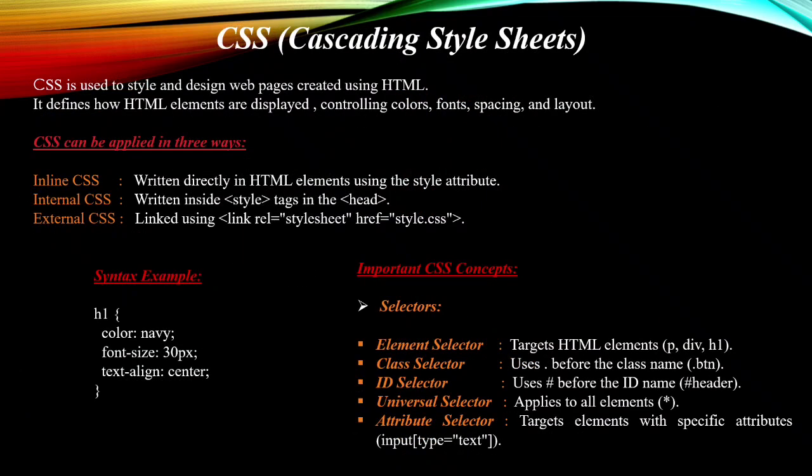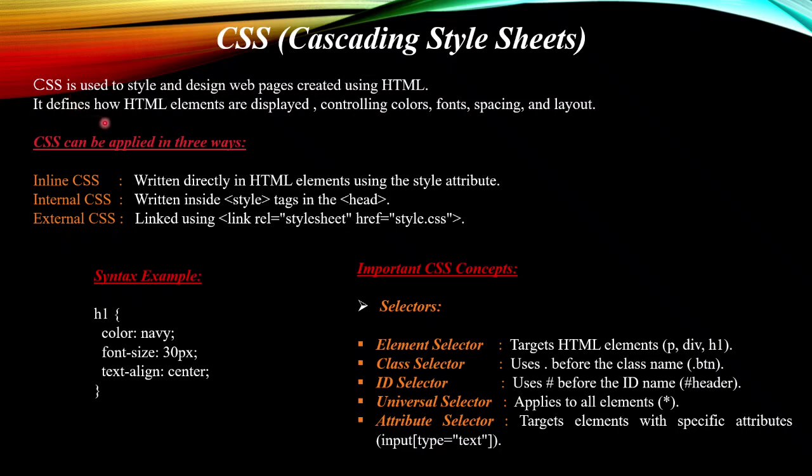Next is CSS, which is Cascading Style Sheets. Next concept is CSS. It is used to style and design web pages. It is used along with HTML. It defines how HTML elements are displayed, controlling colors, fonts, spacing, layouts, margins, and all. CSS is like a backbone of HTML. Without it, we can't design our web pages.